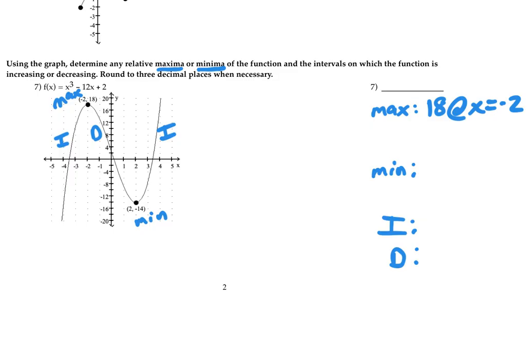Same thing for the minimum, okay? It reaches its low point at -14, and that happens at x equals 2.